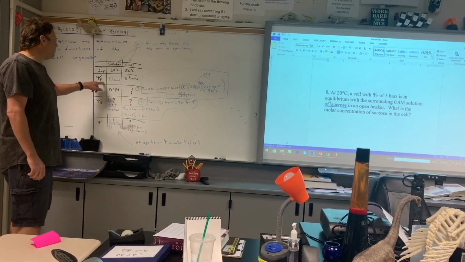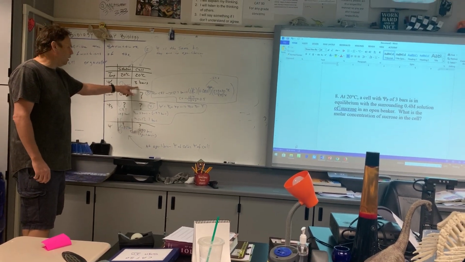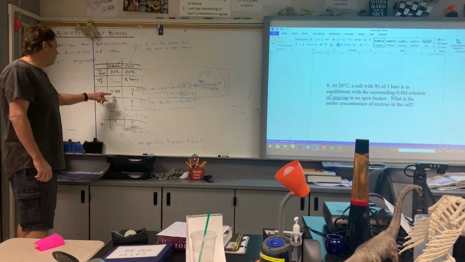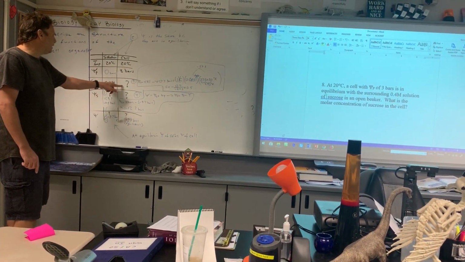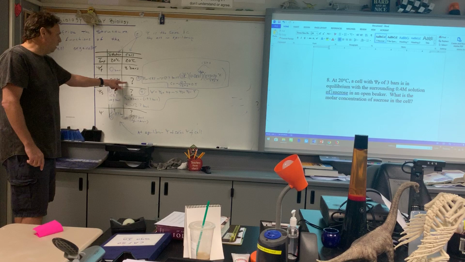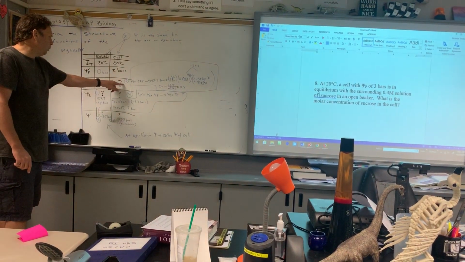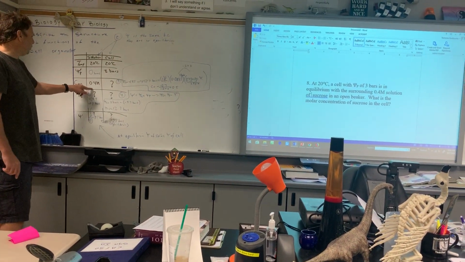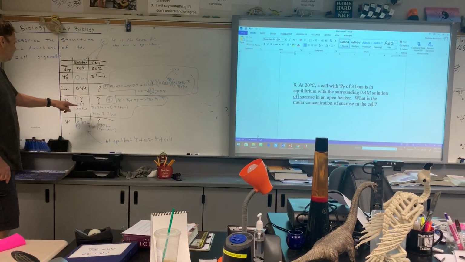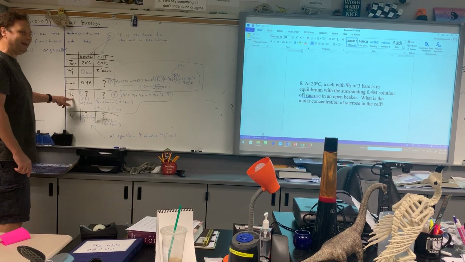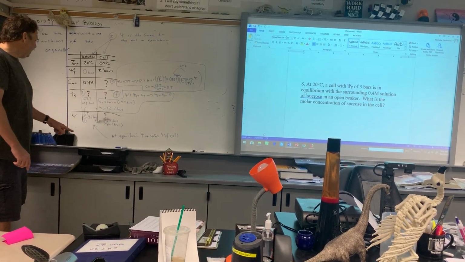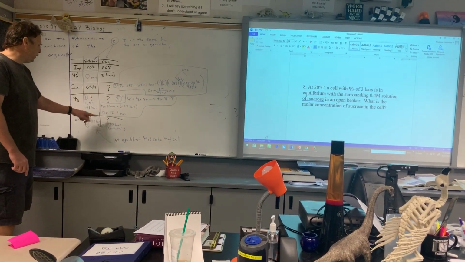I have the psi p for the cell, which is 3 bars. I have the molar concentration of sucrose in the solution, but I don't know what it is in the cell. And that's what they want to know. So that's the big question: what is the molar concentration? But I have it for the solution, so it's 0.4 molar. I don't know what the solute potential is, the psi s, for either one. And I don't know what the water potential is for either one.